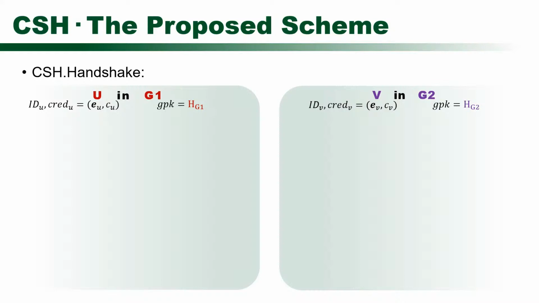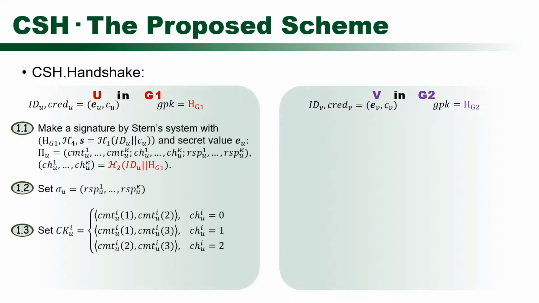In the handshake step, suppose a user U in group G1 and another user V in group G2 are involved. In round 1, U first makes a stance signature of his credential. The challenge part is the hash value of user ID and G1's group public key. To avoid public verification, you only send the response part, that is to say sigma U here, to V.